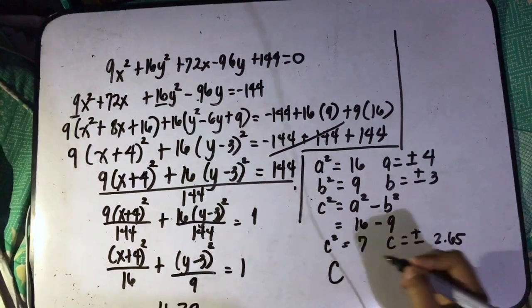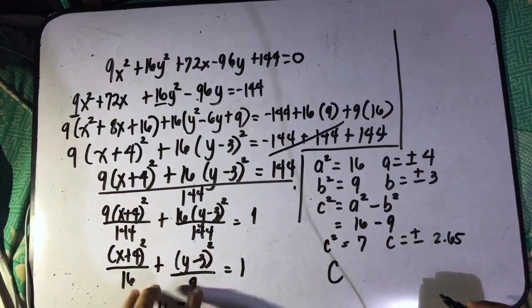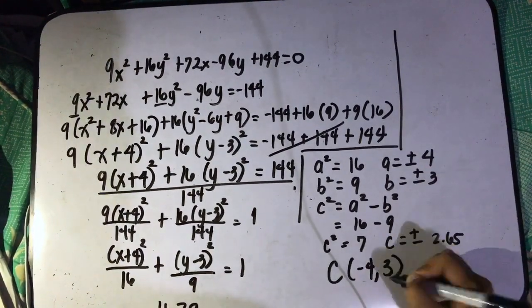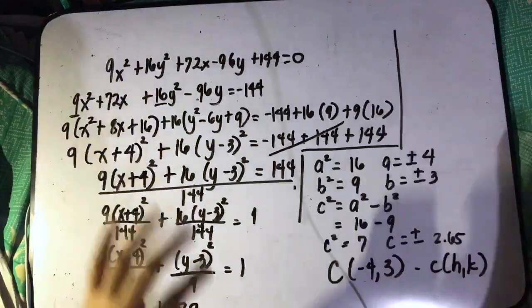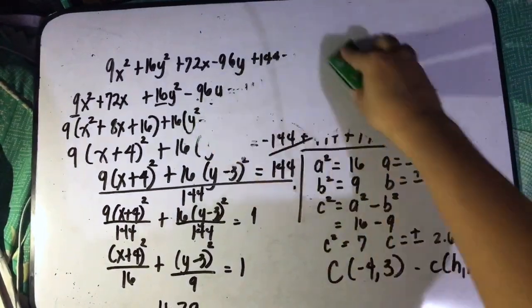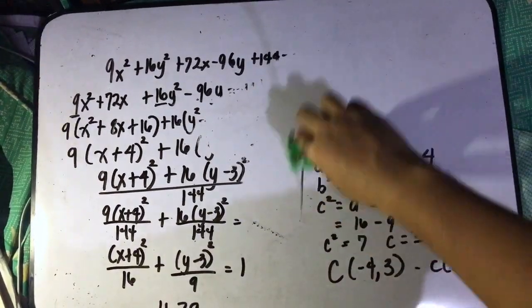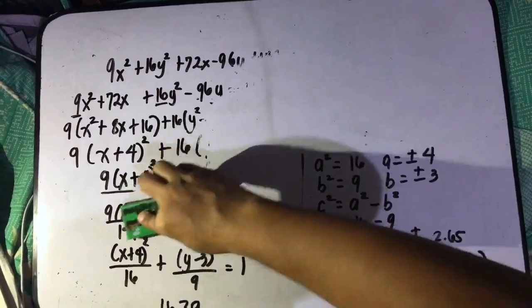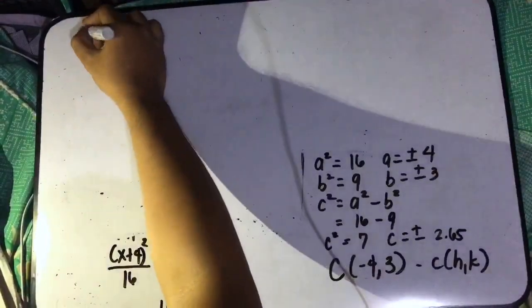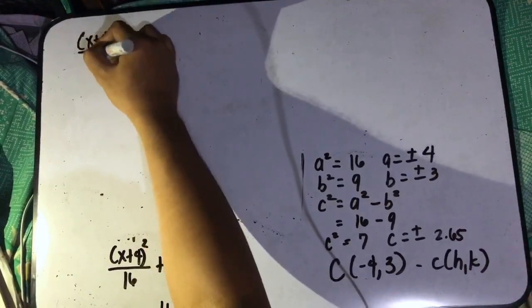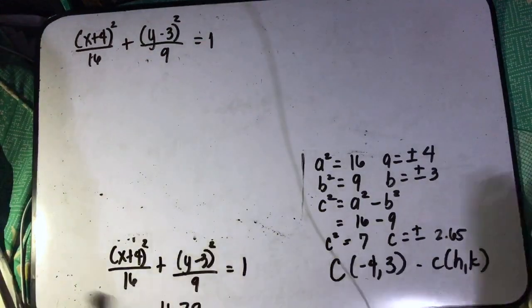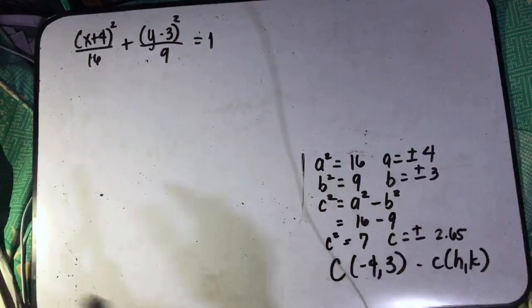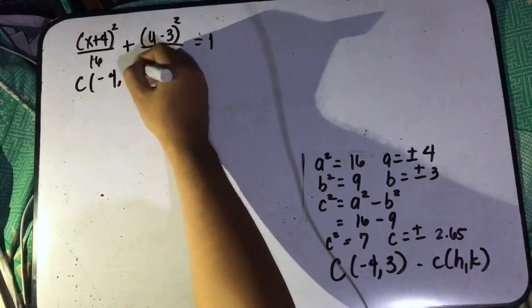But where is the center? If this is the given, pwede natin agad malocate yung center. The center is located at negative 4 and positive 3. Center at h and k. So, pwede ko nang burahin to. I-graph na natin siya. Hanapin na natin kung nasaan yung vertices, foci, at co-vertices. So, asaan kaya sila? Okay, so the center is located at negative 4 and 3.